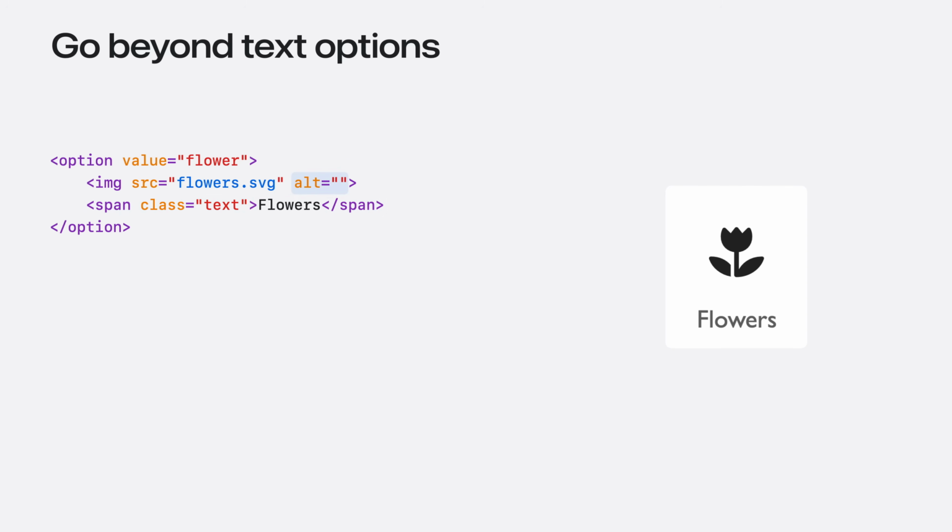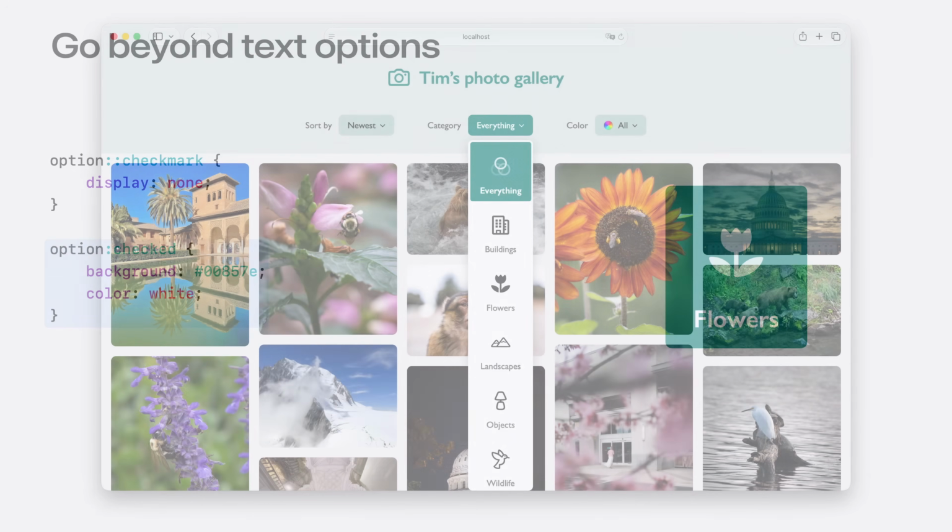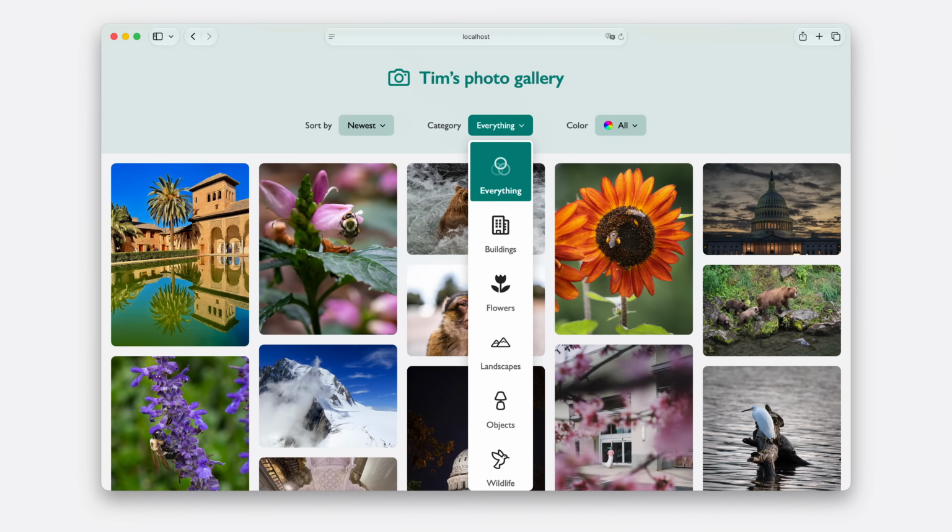I left the image alt text empty because I don't want the flowers label to be called out twice on screen readers. Since I removed the checkmark, I want to highlight the selected option more prominently. I'll use the checked selector to change the colors. This works, but my layout doesn't really fit my window. The symbols make the dropdown very long. I need to try something else.